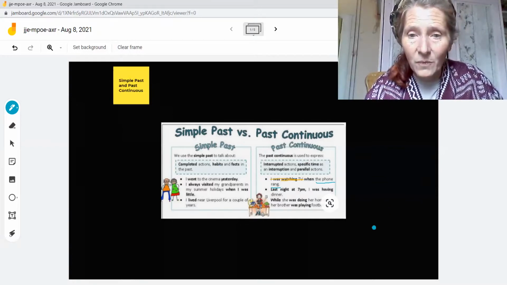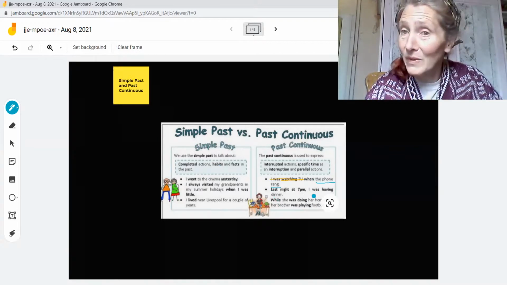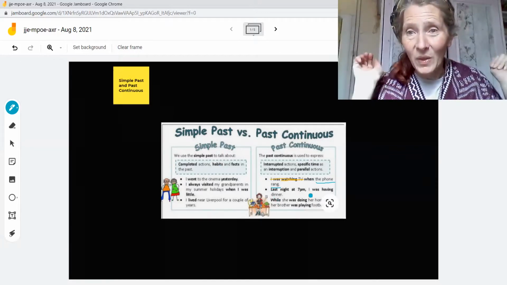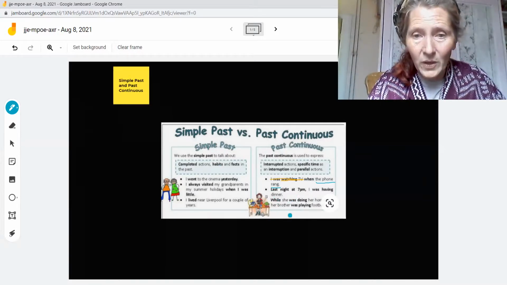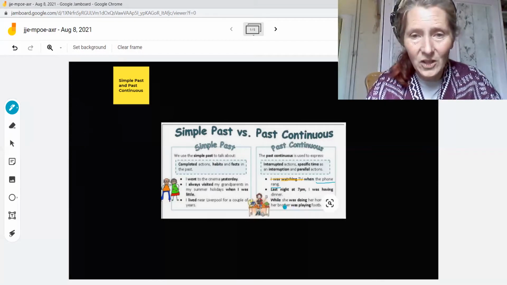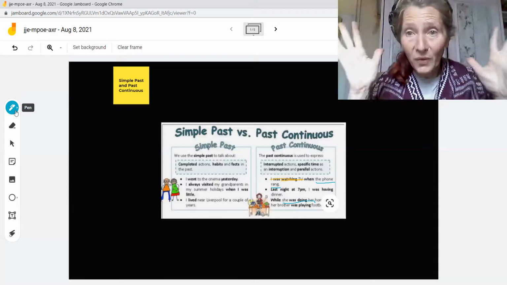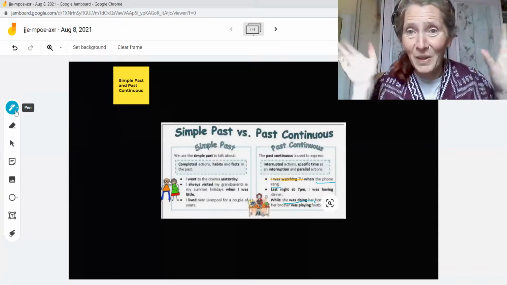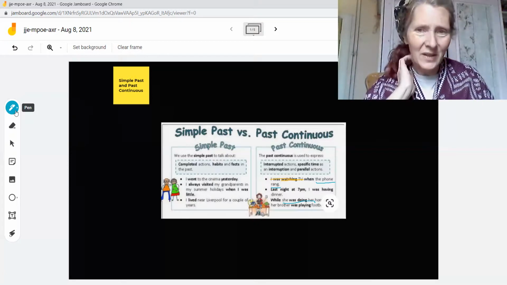Again, last night at 7 p.m., I was having dinner. Okay, last night at 7 p.m. is a specific time, but it was ongoing in the past. I was having my dinner. While she was doing her homework, her brother was playing football. Again, she was doing her homework, and her brother was playing football. Both of those actions are going on in the past. One has interrupted the other, but both are ongoing. Okay, now this sounds a little bit confusing.